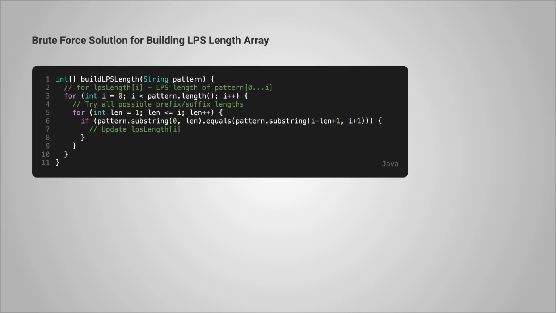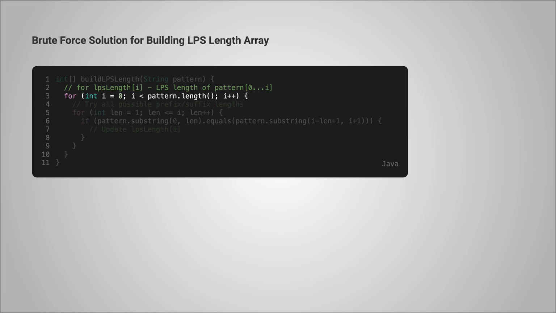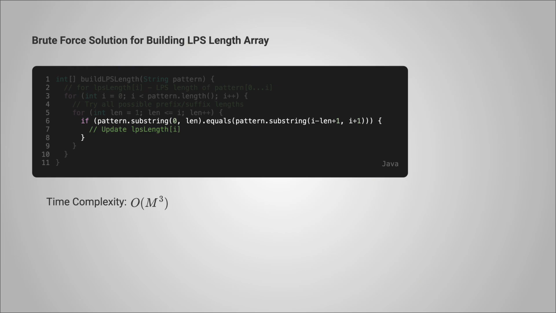Finally, we'll look at how to efficiently construct the LPS length table. Again, we first quickly go through the brute force approach. There are 2 nested loops. The outer loop iterates through all ending positions in the pattern string for calculating LPS length i. The inner loop iterates through all possible LPS lengths, and then verifies if prefix and suffix are equal. Notice that time complexity for substring comparison is O(m). So time complexity is O(m cubed).